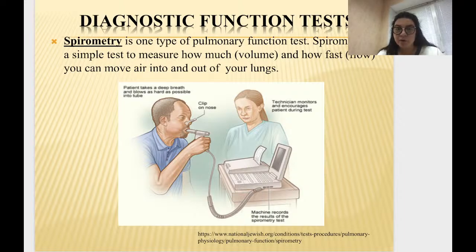To confirm the presence of bronchoobstruction and for differential diagnosis between different disorders, we use functional tests. The most usable of them we name spirometry. How it looks you see in the picture. It is one type of pulmonary function test. Spirometry is a simple test to measure how much volume and how fast you can move air into and out of your lungs.